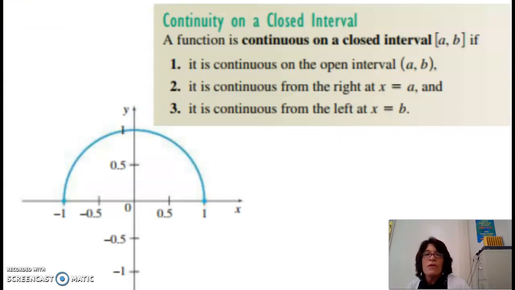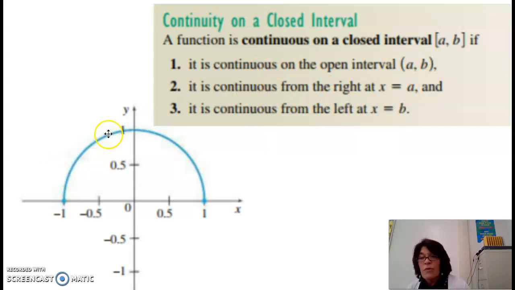Okay, then we talk about continuity on a closed interval. A function is continuous on the closed interval from a to b if it's continuous on the open interval from a to b, and it is continuous from the right at a and from the left at b. So this is like from negative 1 to 1, where negative 1 would be a, 1 would be b. It is continuous everywhere from negative 1 to 1, not including them. That's what the parentheses mean, not including negative 1 or 1.